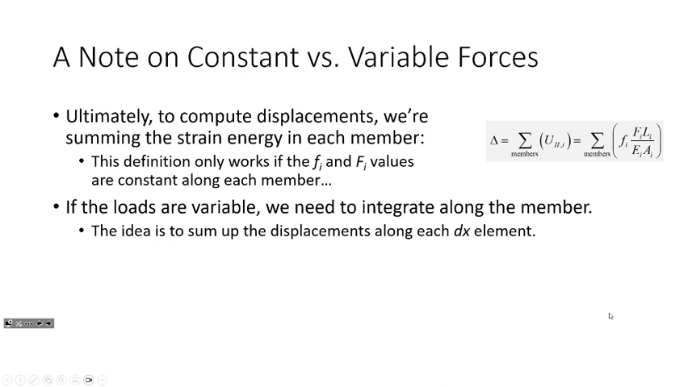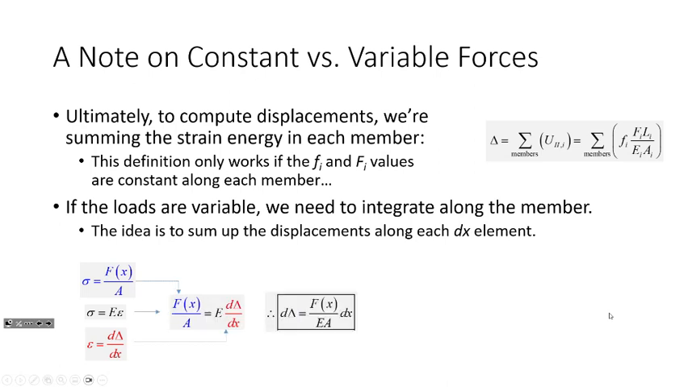But the idea is that if we're integrating, we're still summing up the energy, but instead of summing up the energy for the entire member, we're just summing up the energy for each differential element. So we'll say, okay, the stress is F over A, Hooke's law says stress is E times the strain, and the strain is just the change in length over the original length for each element. So we'll rewrite our terms and sum them up, but summing them up just means integrating.